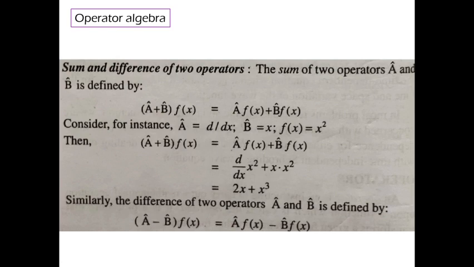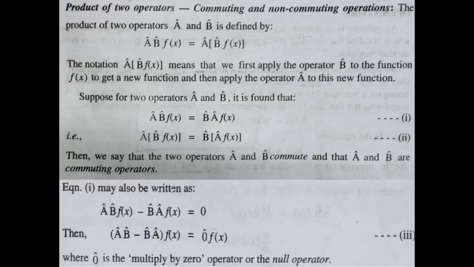Similarly, we can find the differences of these two operators, operator A and operator B. Likewise, we can write like this, and then we can find the value. We just substitute the A operator value, f(x) value, B operator value, f(x) value. Okay, so it has not been done here anyway, so you can just try to perform it, then you will get the value.